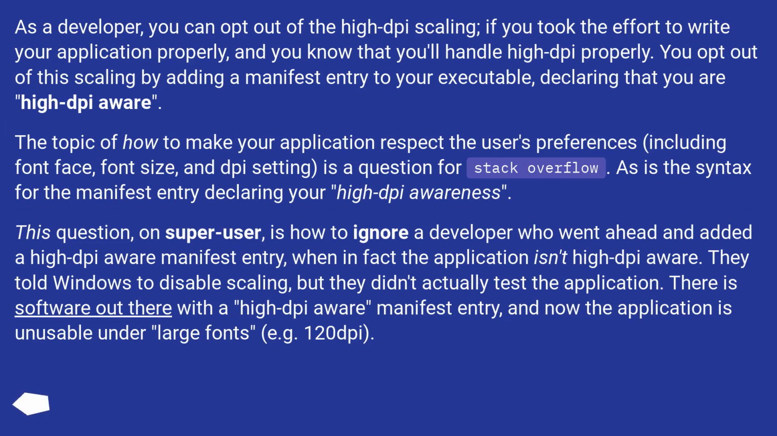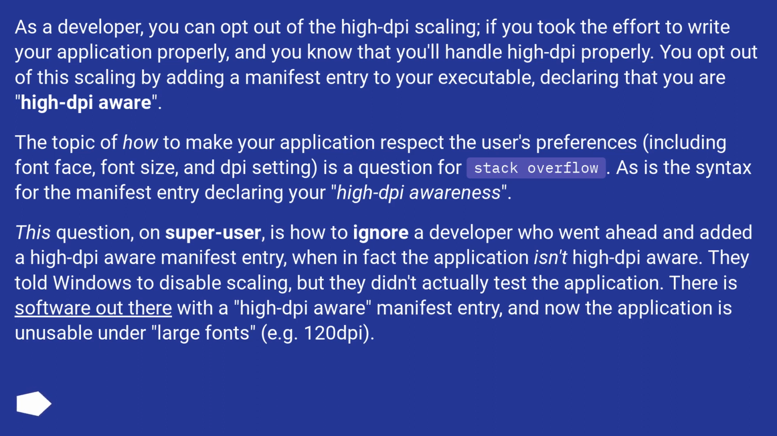As a developer, you can opt out of the high-DPI scaling if you took the effort to write your application properly and you know that you'll handle high DPI properly. You opt out of this scaling by adding a manifest entry to your executable, declaring that you are high-DPI aware. The topic of how to make your application respect the user's preferences, including font face, font size, and DPI setting, is a question for Stack Overflow, as is the syntax for the manifest entry declaring your high-DPI awareness.